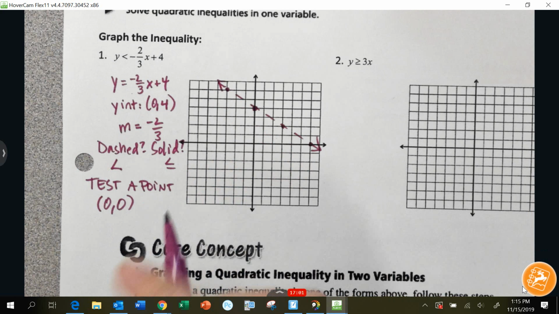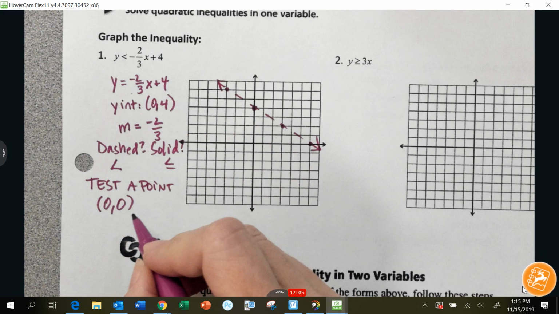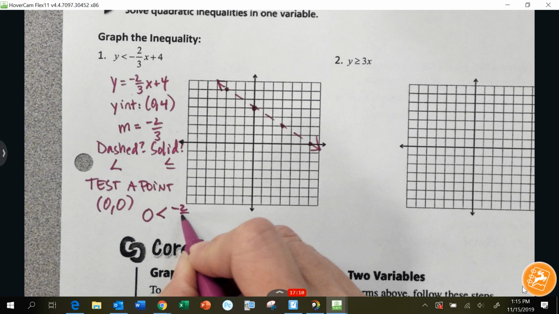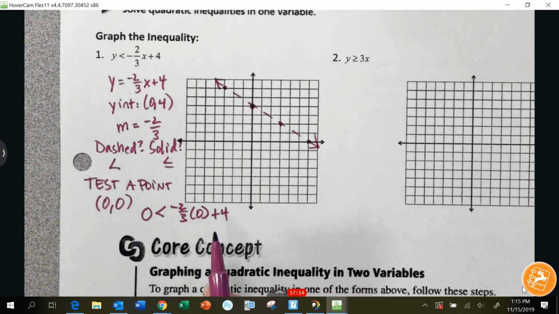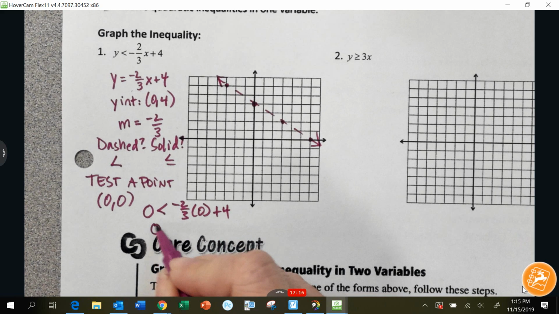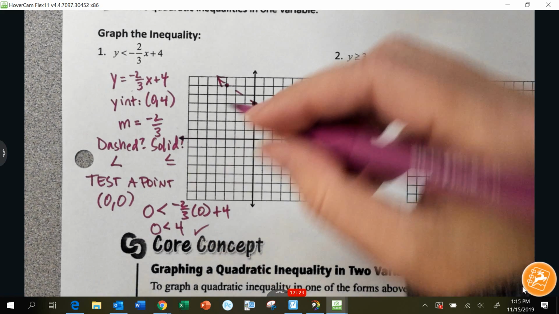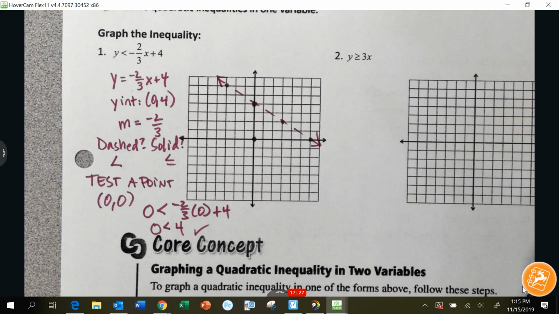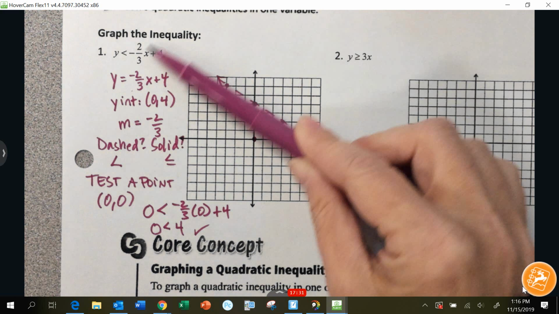What we do to test a point is check this point in the equation. We go back to the original equation. 0 less than negative 2/3 times 0 plus 4. And we see if this actually works. Is 0 less than 4? So if it works, (0, 0) is part of the shaded region. So am I going to shade above or below?